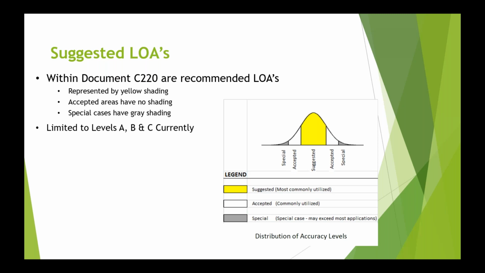So we've got shading in the spreadsheet where yellow is the suggested, most commonly used. And this is not one person coming up with it. This is dozens of individuals sitting there saying, what would I want in this area? So as you go through it, it varies the suggested, accepted, and special levels of accuracy. So a person unfamiliar with it can kind of get some guidance from the industry.